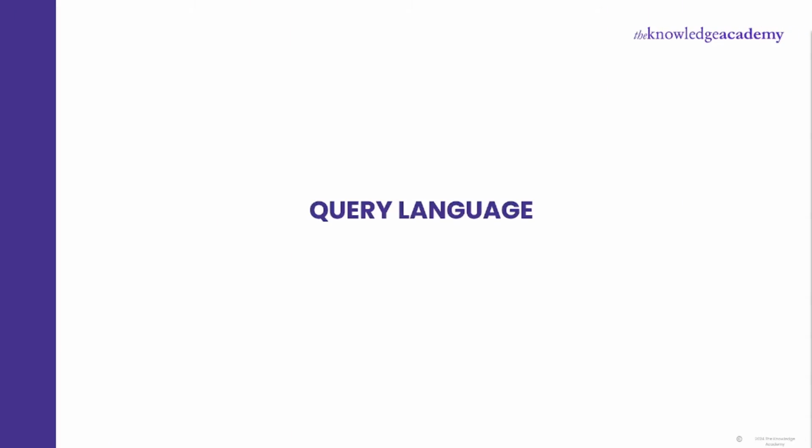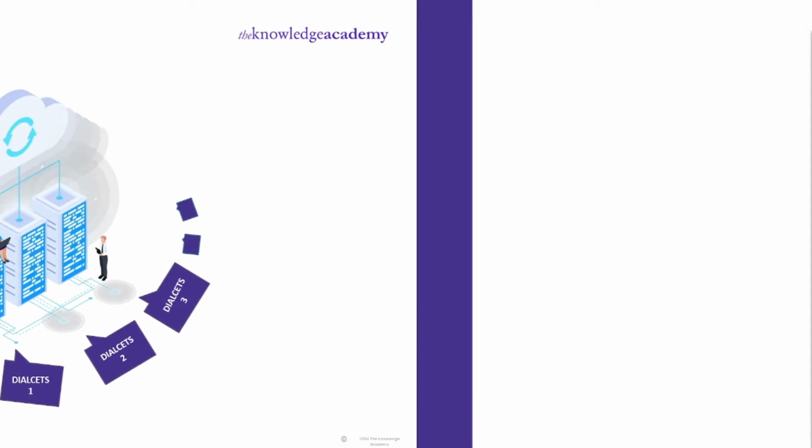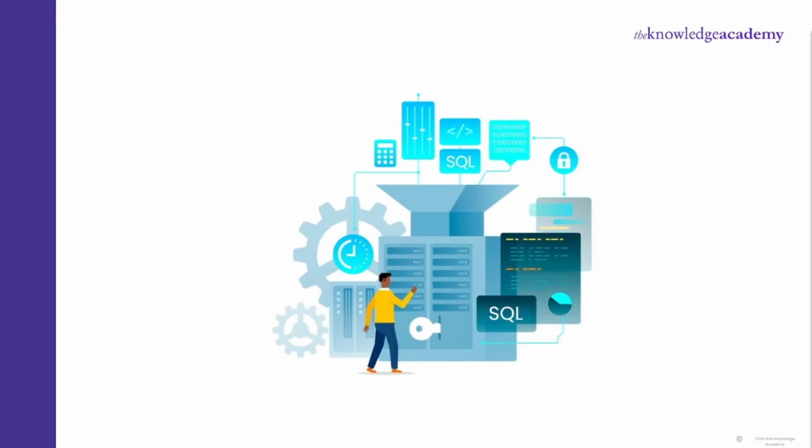Next difference in line is the query language. A Database Management System, or DBMS, can speak many dialects. It may or may not have a standardized query language. This totally depends on the system. It's like adapting to different languages depending on where you go. Whereas in Relational Database Management System, or RDBMS, it is just the opposite. It speaks the universal language of SQL, with SQL as its standard query language. Communication with databases becomes seamless and efficient.